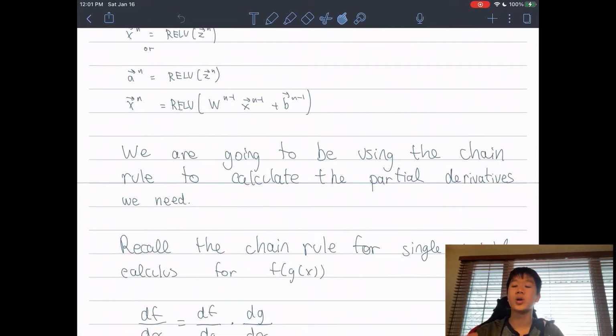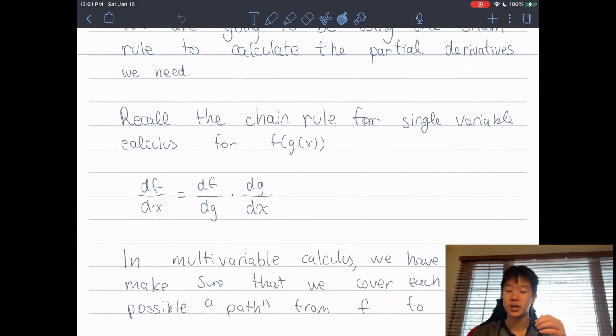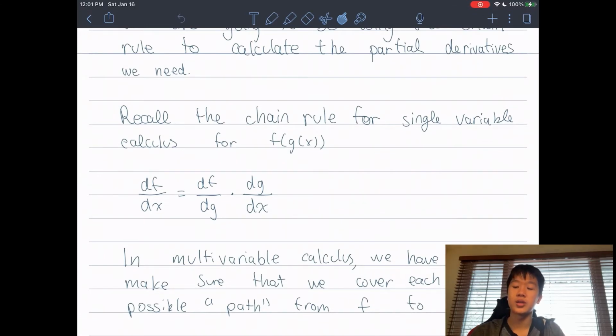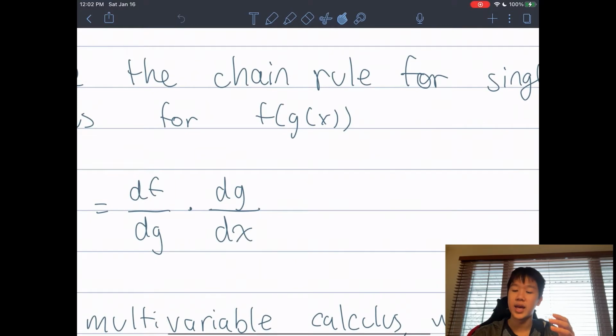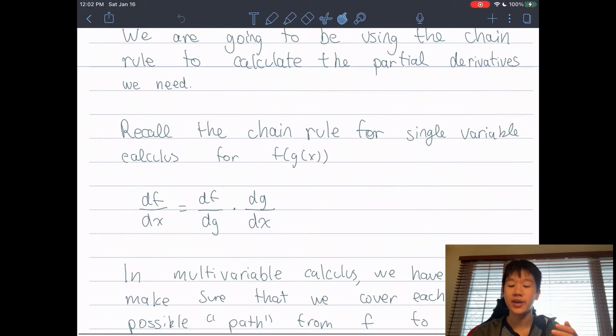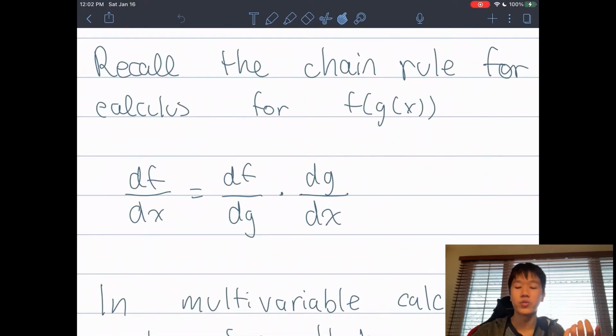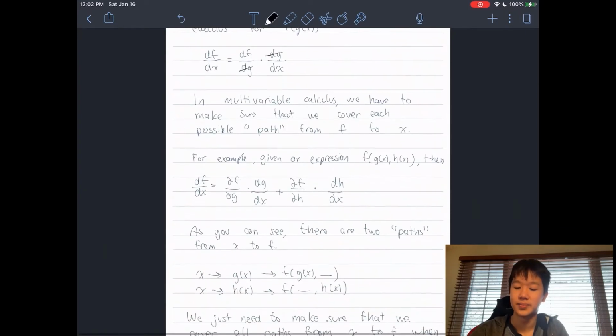So now we are going to be using the chain rule to calculate the partial derivatives we need. So recall that the chain rule in single variable calculus for something like f of g of x was that df over dx is equal to df over dg times dg over dx. And again, the intuition is that you can cross them out like this. So this crosses out, something like that.